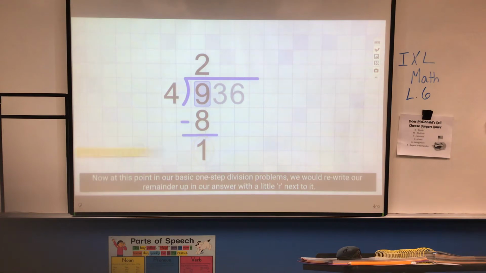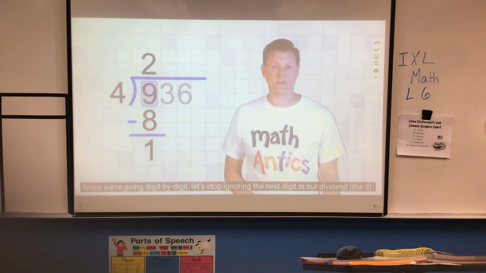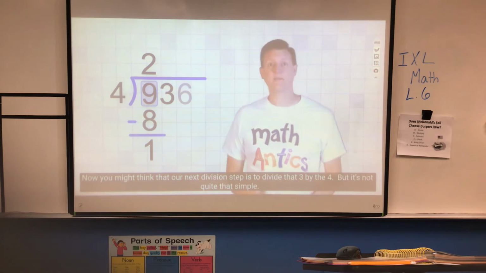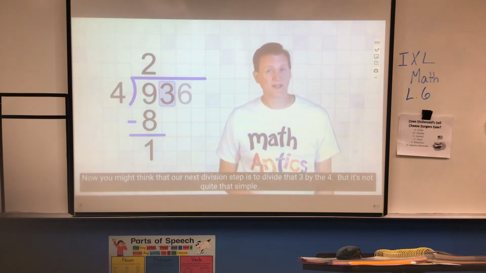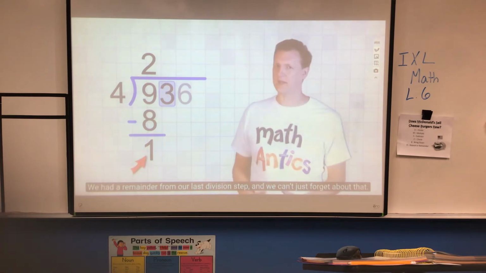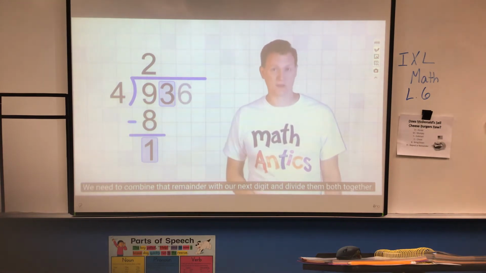Now at this point, in our basic one-step division problems, we would rewrite our remainder up in our answer with a little r next to it. But we aren't going to do that yet because this is long division and we still have more digits to divide, the ones we've been ignoring. Since we're going digit by digit, let's stop ignoring the next digit in our dividend, the 3. Now you might think that our next division step is to divide that 3 by the 4, but it's not quite that simple. We had a remainder from our last division step, and we can't just forget about that. We need to combine that remainder with our next digit and divide them both together.